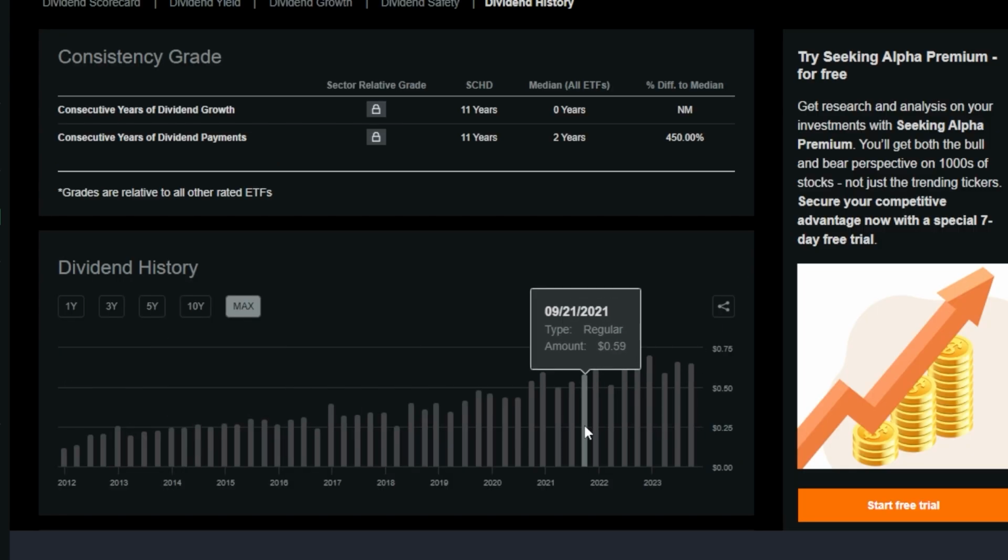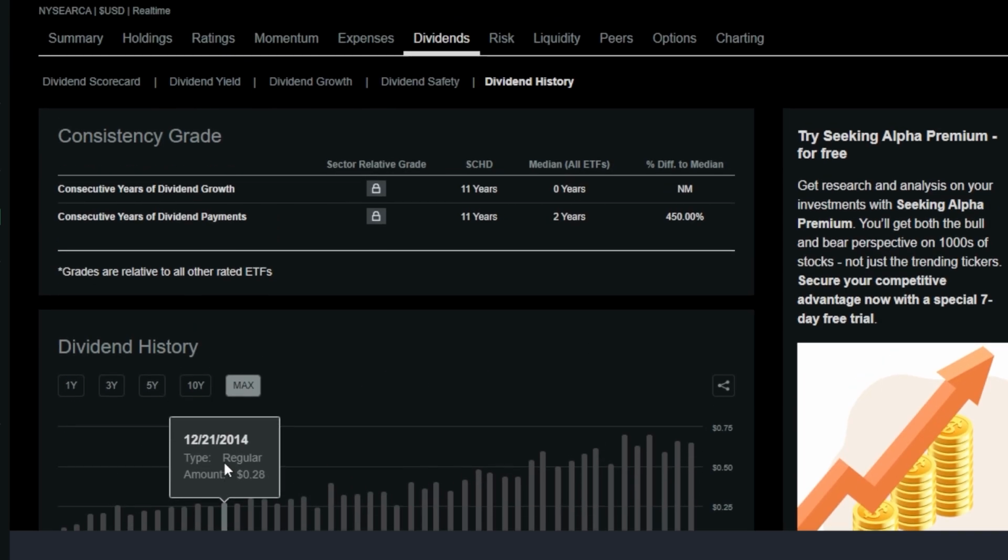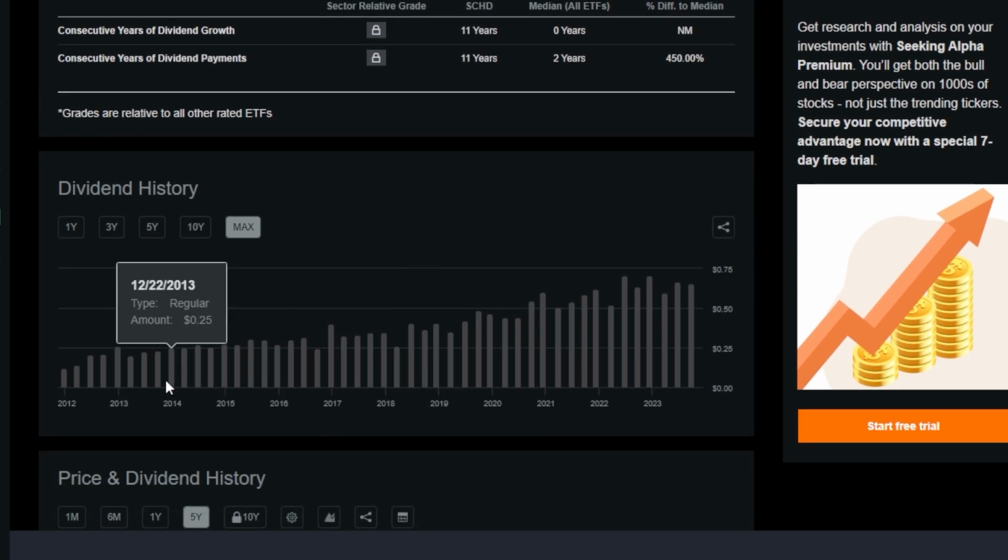Now this is really significant to me because looking back in history, and keep in mind, just because a stock or ETF did something historically does not necessarily mean that it's going to continue to do so, but this is just basing it off of history.